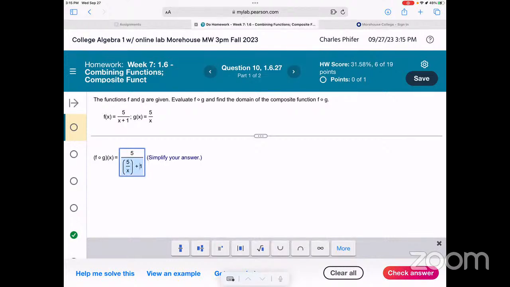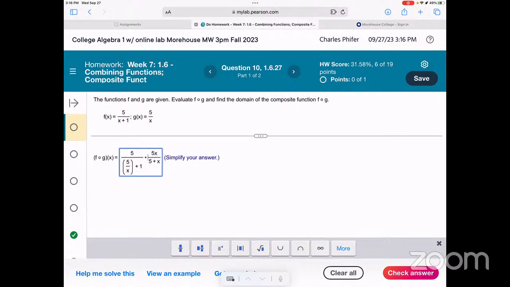So this is what's called a complex fraction, because we have fractions within another fraction. To clear it out, we're going to multiply by 1 in the form of the LCD over the LCD. If we just look at the interior fractions, the LCD is just going to be x. So we multiply by 1 in the form of x over x. On top, we get 5x. On bottom, if we distribute an x, that becomes 5 plus x. That looks a lot better than what we had before.